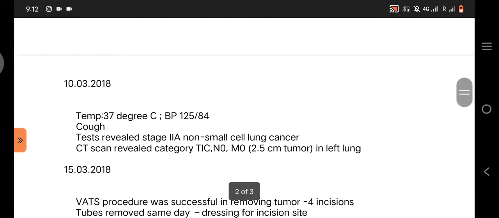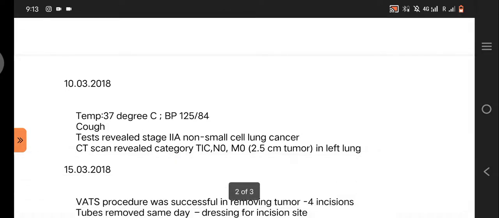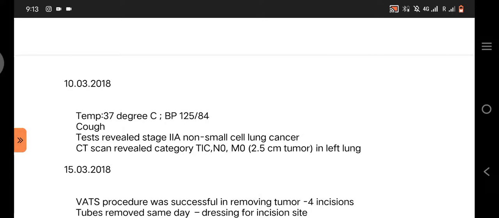On 10th, the patient's assessment details are given. Patient had cough, temperature 37 degrees Celsius. Then his investigation revealed stage 2A non-small cell lung cancer, and CT scan revealed category T1C tumor in the left lung. His investigations revealed a tumor in his left lung.